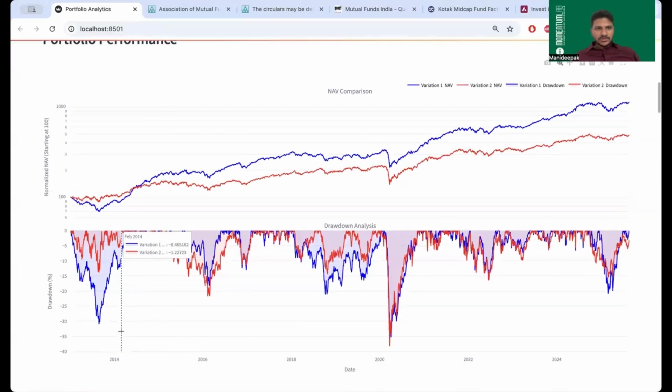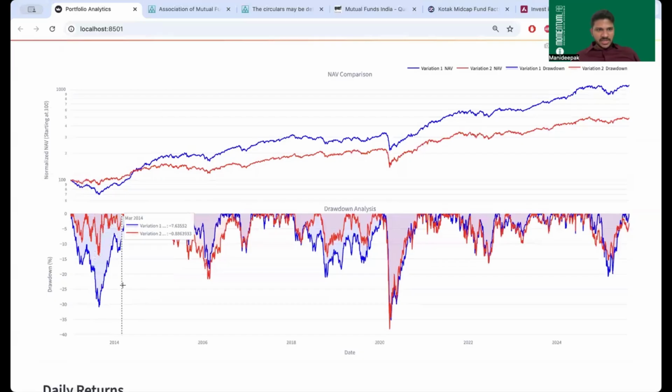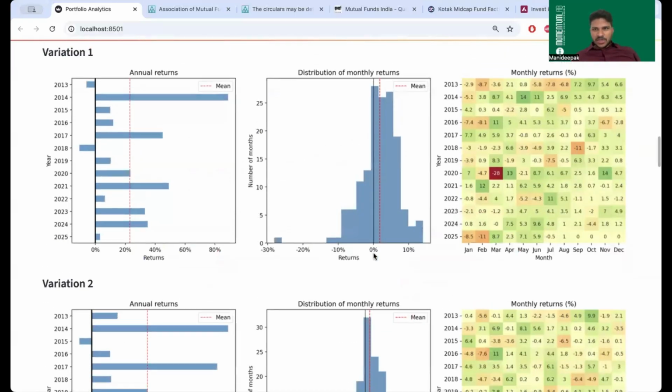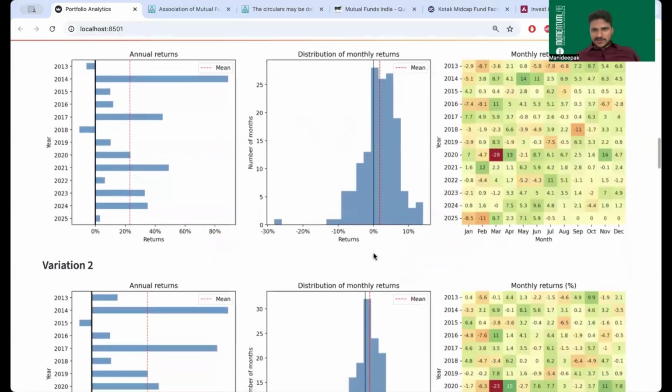So in terms of drawdowns, it's a huge difference. Initially, the index did much better. Even during the COVID times, I see the additional benchmark did perform much better than the fund itself. Now let's look at the returns.